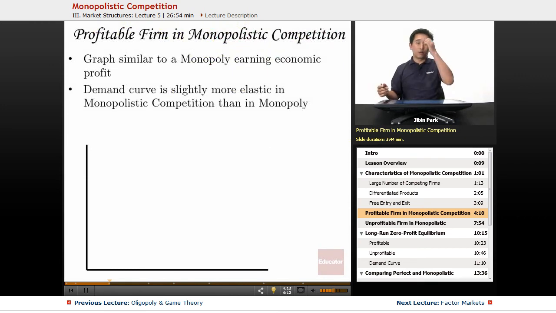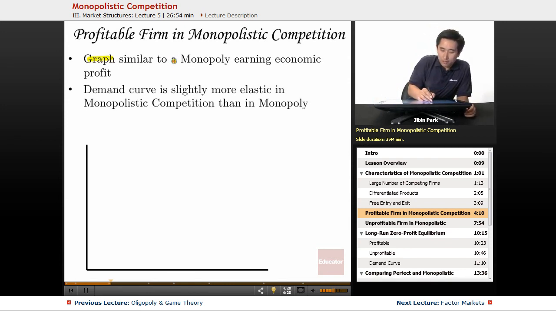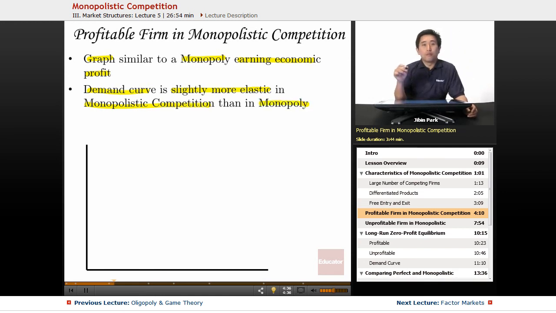So let's take a look at a graph of how a profitable firm in the short run for monopolistic competition would look. The graph is going to be similar to monopoly, earning economic profit. The only difference really in terms of how you draw the graph is that the demand curve is slightly more elastic in monopolistic competition than in monopoly. Graphing is absolutely essential for monopoly or perfect competition, and it's definitely good to know how to draw a graph for monopolistic competition.